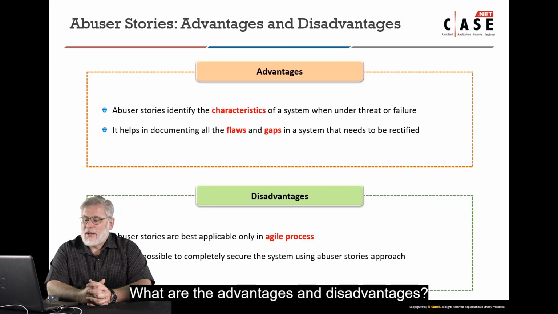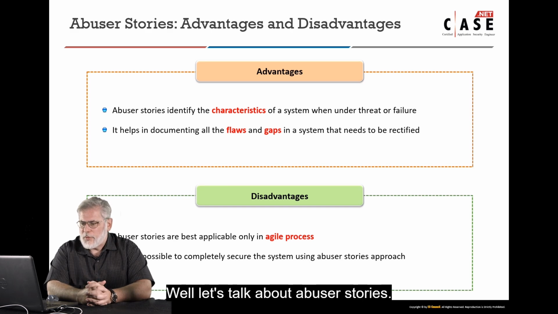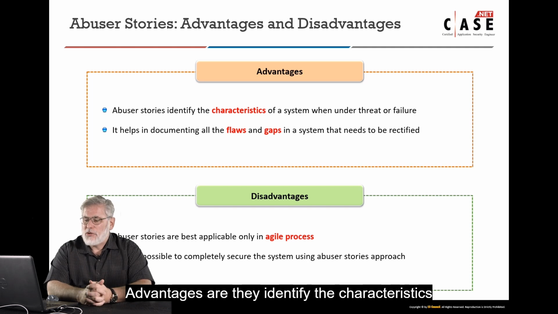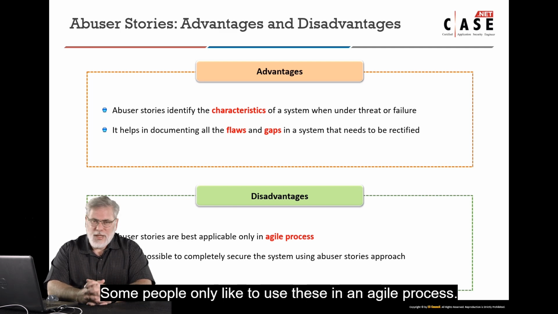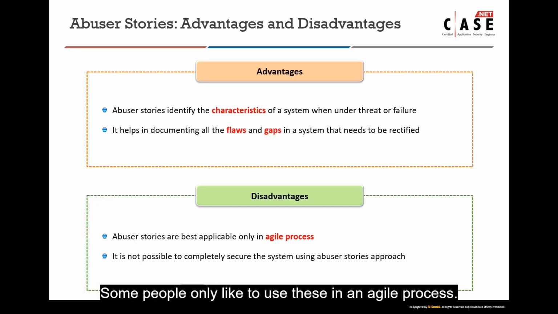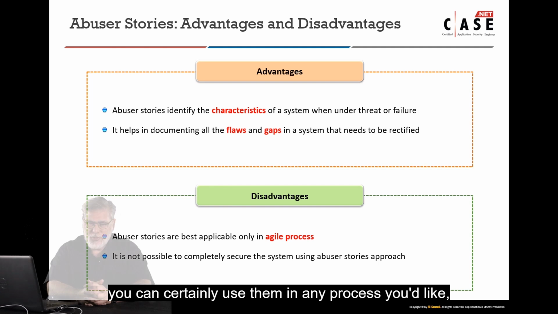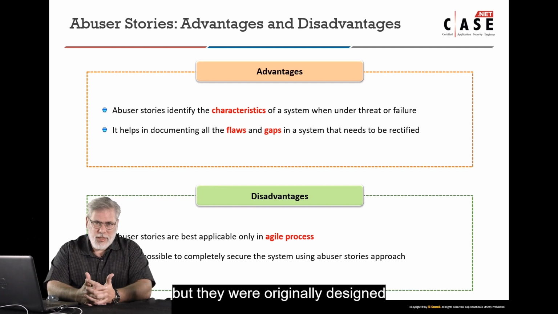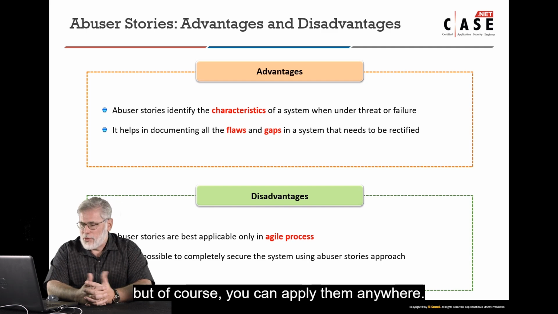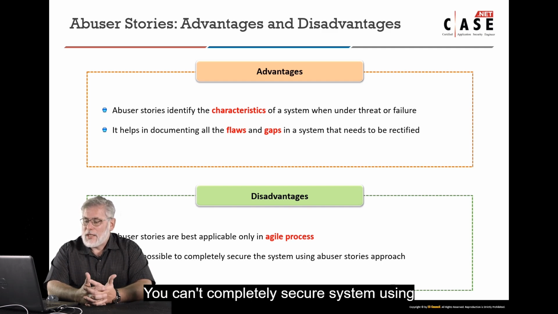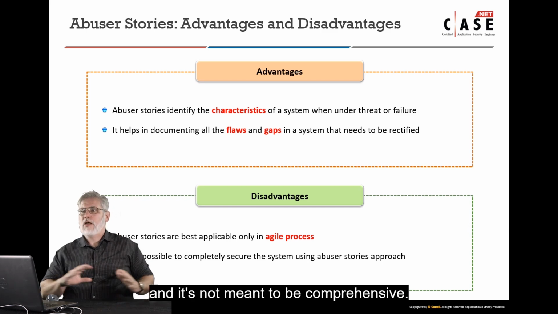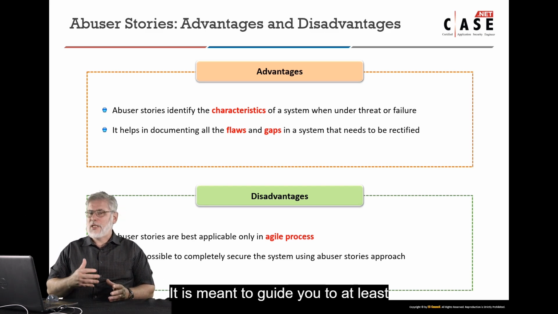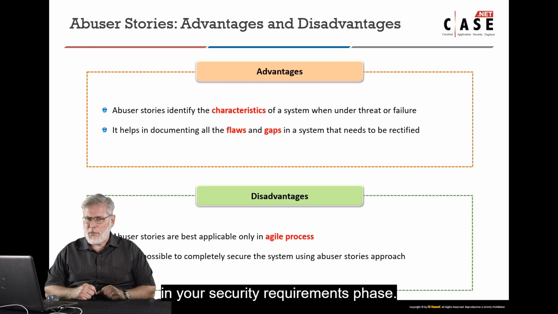What are the advantages and disadvantages? Well, let's talk about abuser stories. Advantages are they identify the characteristics of the system when under threat, and they help identify flaws or gaps. Disadvantages. Some people only like to use these in an agile process. Now, that's not absolute. You can certainly use them in any process you like, but they were originally designed with more agile development in mind, but of course you can apply them anywhere. You can't completely secure a system using only the abuser stories approach, and it's not meant to be comprehensive. It is meant to guide you to at least getting the major things covered in your security requirements phase.